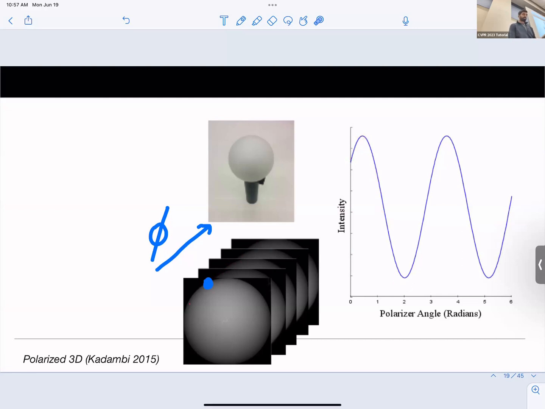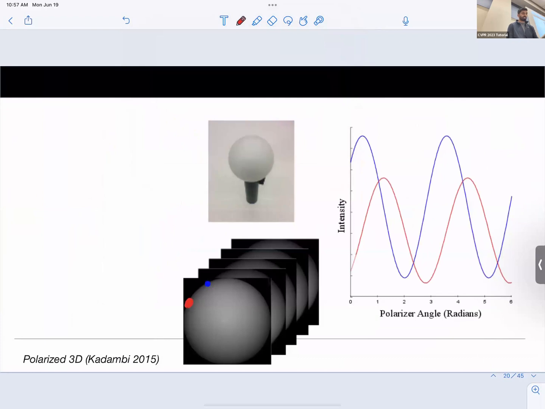Okay. So if I were to now go and pick a different point on the sphere, now this red point is chosen here. This red point, if you plot it as a function of the polarizer angle, you see that there's a phase shift here and there's a change in its amplitude. And this is interesting, because now it's validating what we had about geometry earlier. Meaning if I look at this blue point and the red point, what's the difference between the blue and the red?